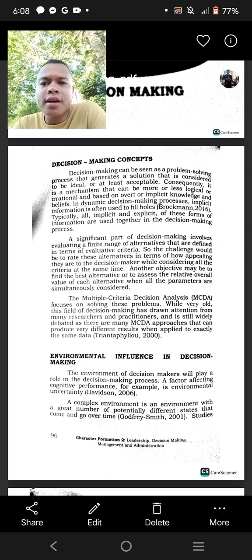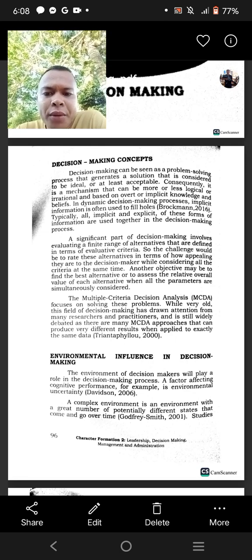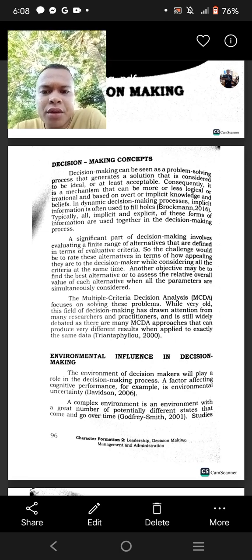A complex environment is an environment with a great number of potentially different states that come and go over time. Godfrey-Smith, 2001.